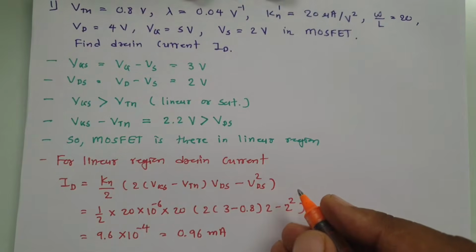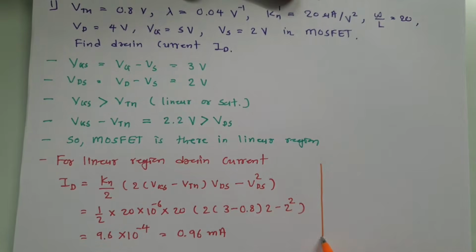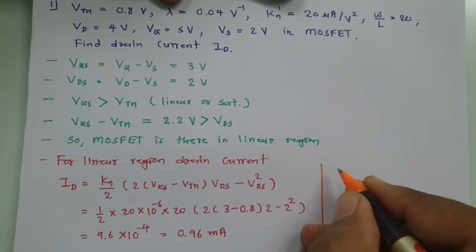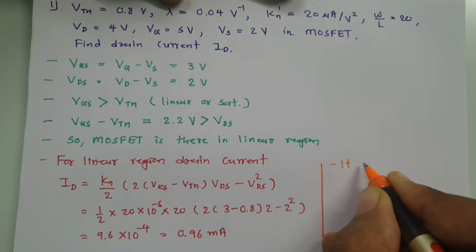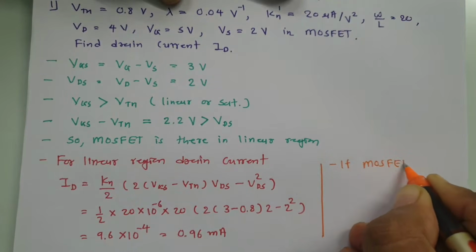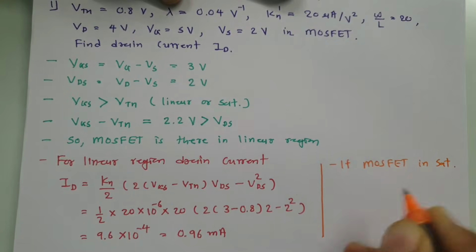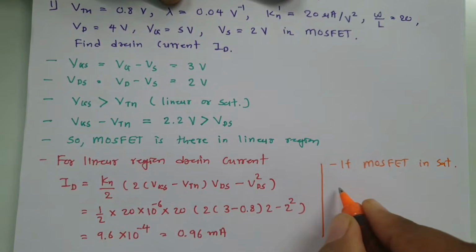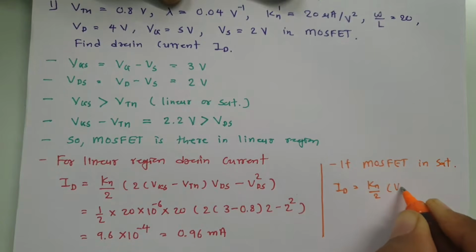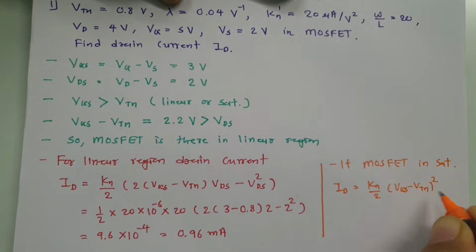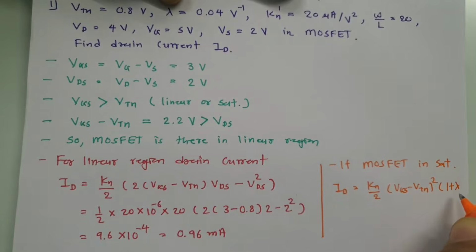So see, lambda is useful in case of channel length modulation, right? And channel length modulation is useful in the saturation region only. So if this MOSFET is in the saturation region, then this lambda is useful, and the drain current ID would be Kn by 2 into (VGS minus VTN) whole square into (1 plus lambda VDS), right? So see, lambda is useful in case of saturation region only.